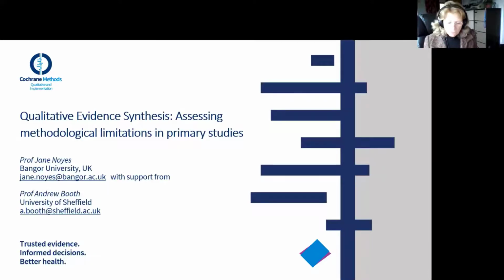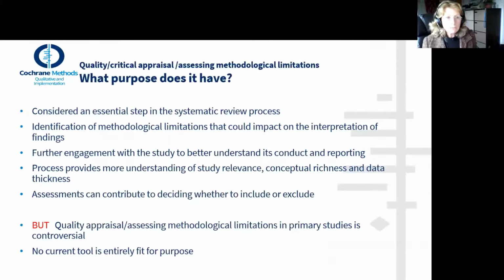So I want you to open up your minds and brains to assessing methodological limitations. It's one of the things that's the most controversial in qualitative evidence synthesis. It's probably something that's done the most badly at the moment. And I want you to open your minds to thinking about it as a more holistic process that is very important. So let's look at the terminology to start with.